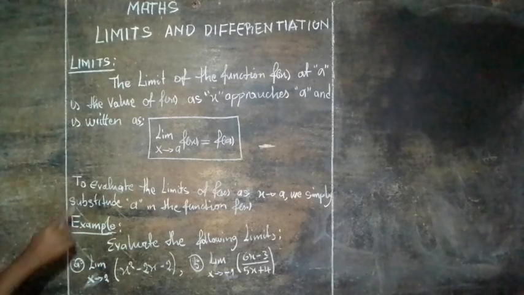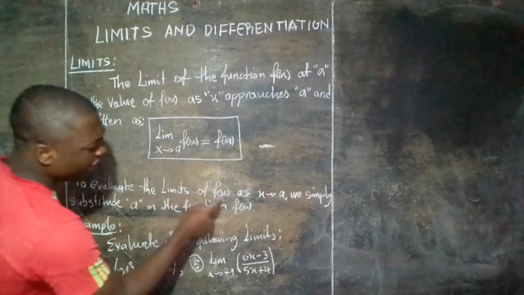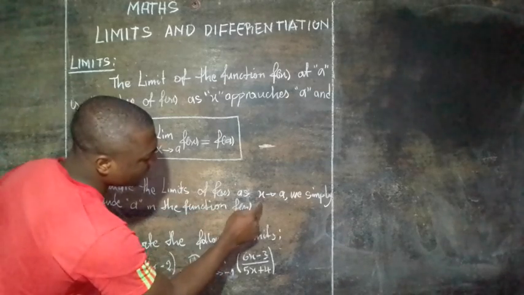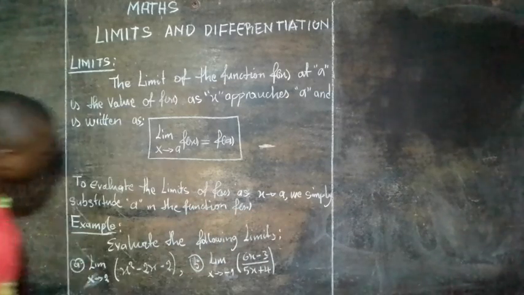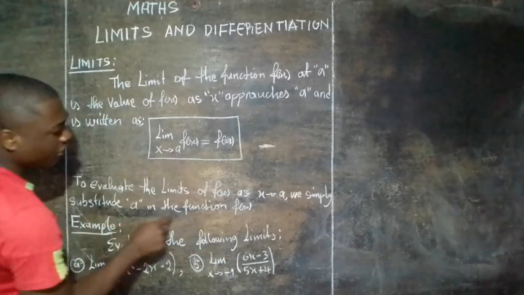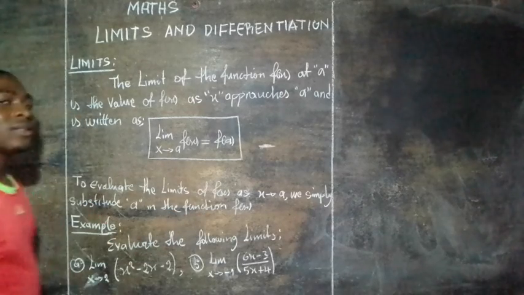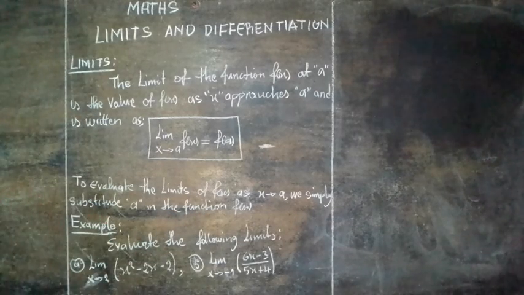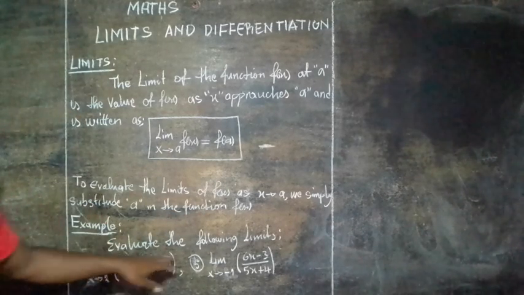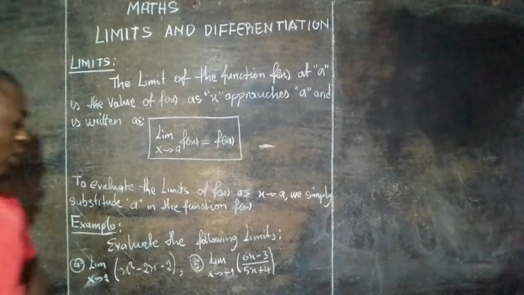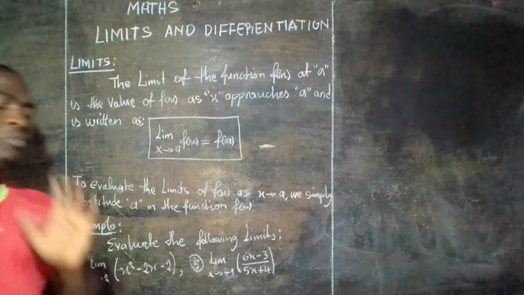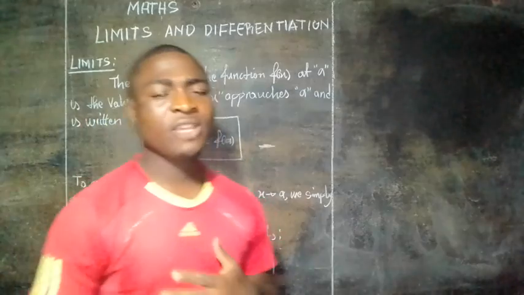Look at something again. They say to evaluate the limit of f of x as x tends to a, we simply substitute a in the function f of x. Like I was saying, we take an example. The example says evaluate the following limits.